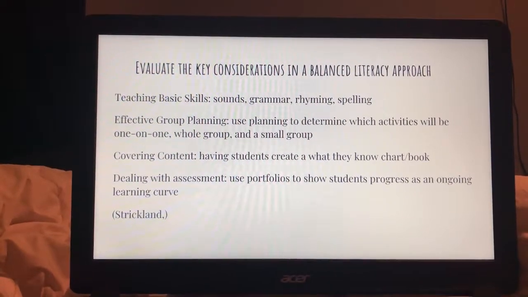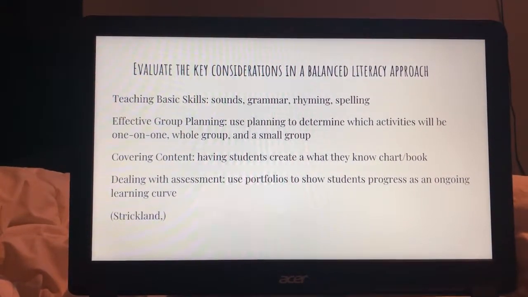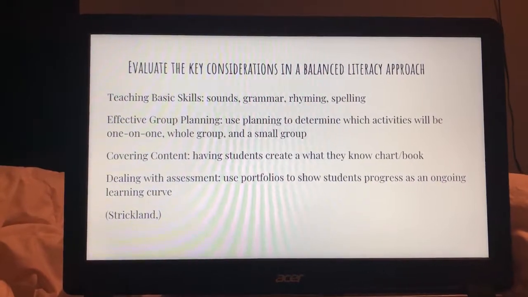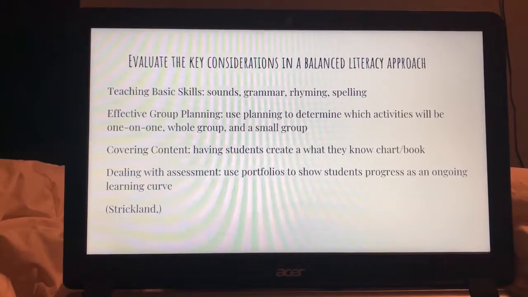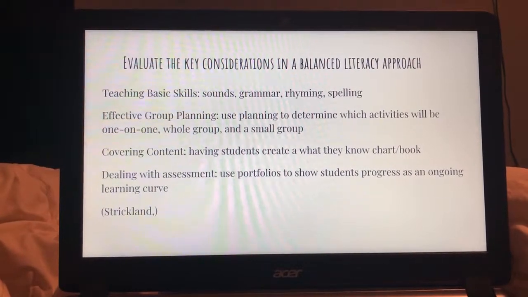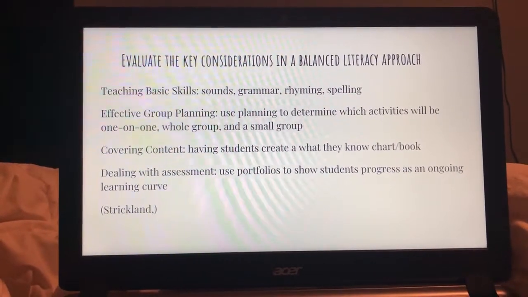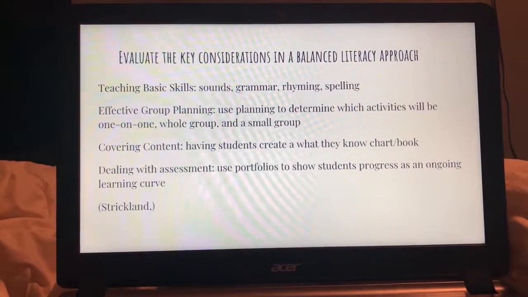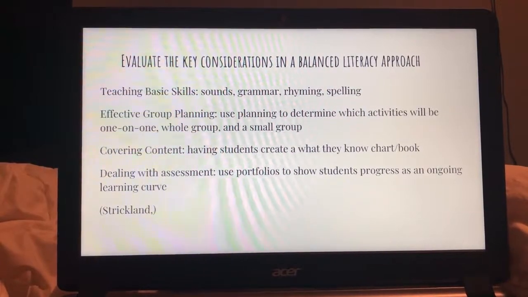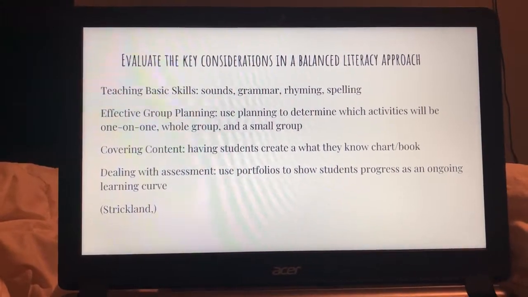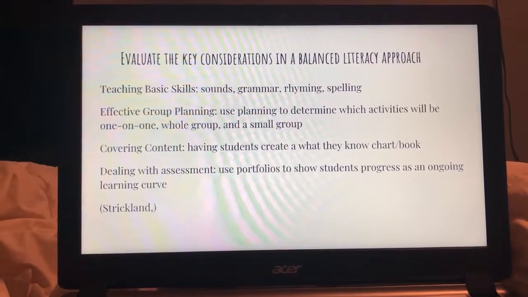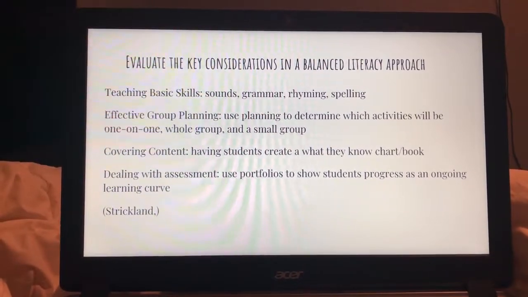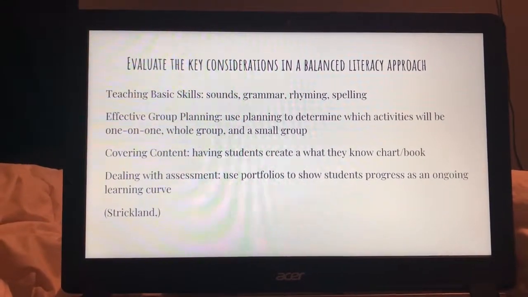Another thing is effective group planning, using planning to determine what activities will be one-on-one, whole group, and small group. What is meant by that is when teachers are doing lesson plans, they determine whether an activity would be better one-on-one, as a whole group, or as a small group, like reading a story aloud to children or giving children magazines to cut out letters for their letter recognition, and even having students practice writing their own name could be a one-on-one activity.